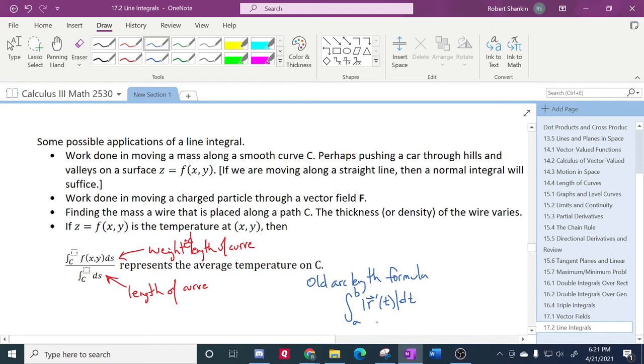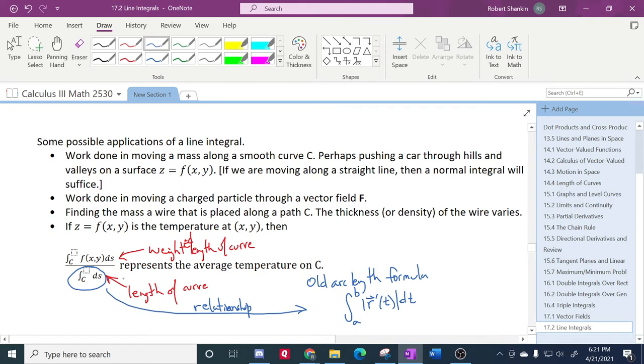Very good. Yeah, I think so. Now, the old arc length formula was this. We're going to find out that this formula right here is going to have a lot of relations. We'll look at the relationship to this one over here.